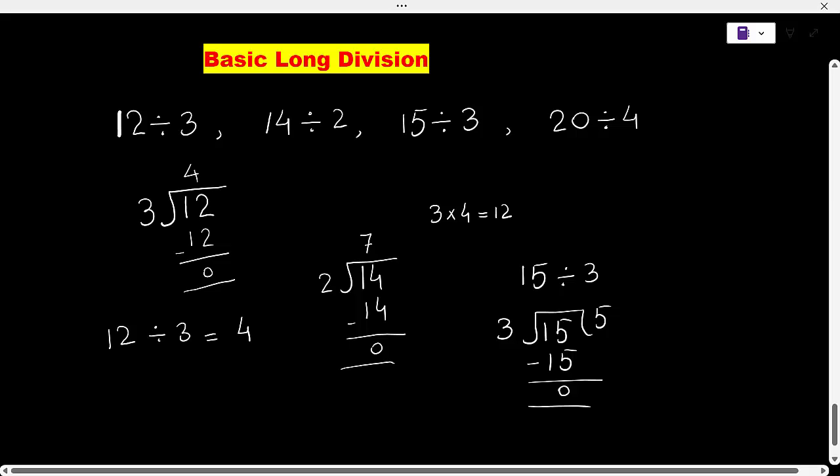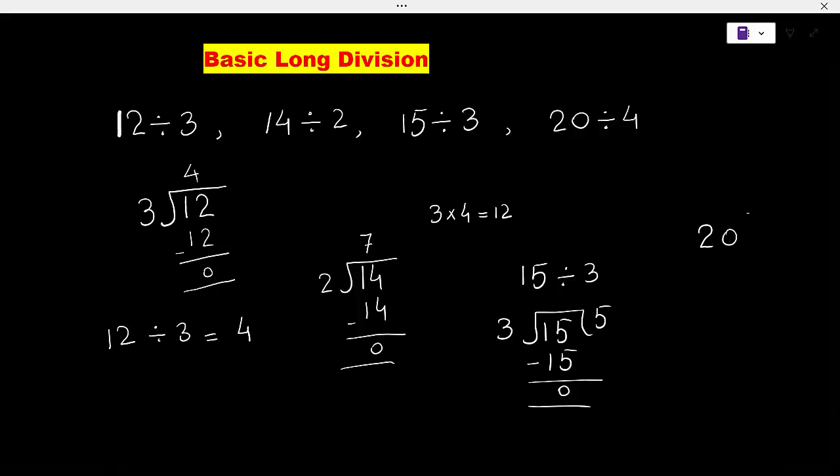And the last one, 20 divided by 4, you have to divide it and tell me the answer in the comment box.